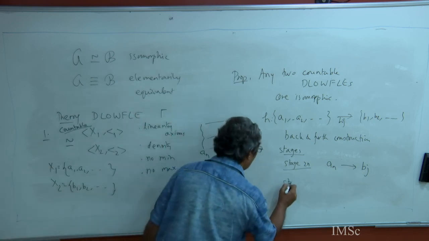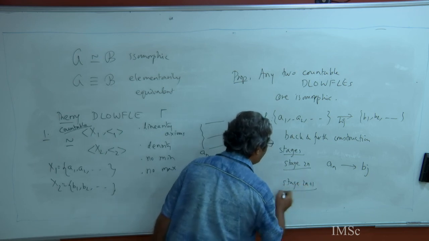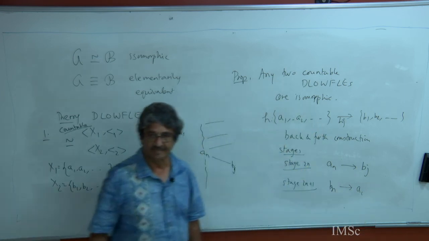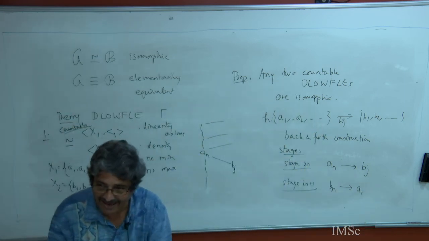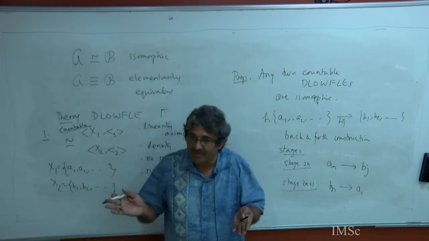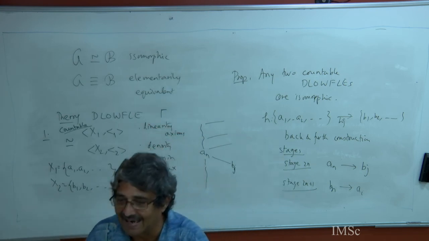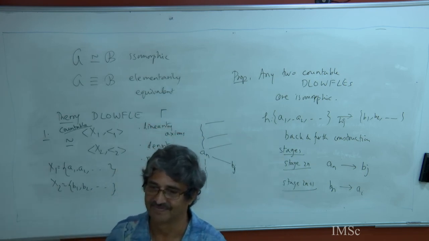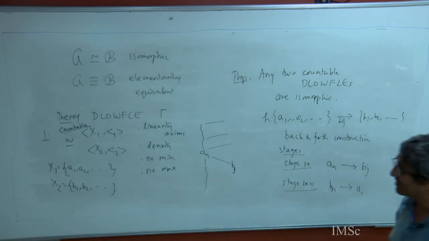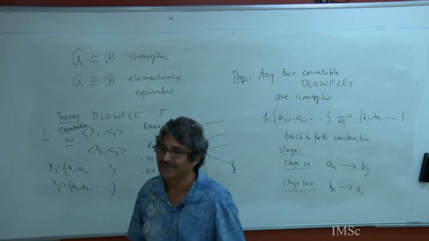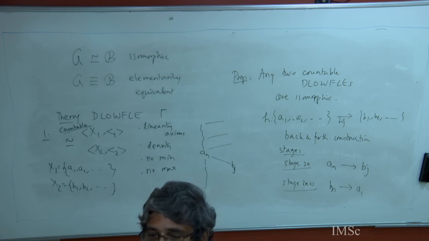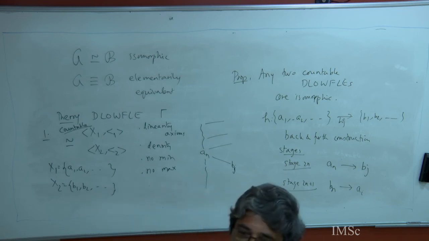At stage 2n plus 1, you take bn and map it to some ai, right? In such a way that whatever you have got so far is isomorphic, and at each step you extend the isomorphism. You have a partial isomorphism at this stage so far. We are now having only order, right? There is nothing else to interpret. There is no constant symbol, functions, nothing. What we are saying is that the bijection that we are building is order preserving. That's all we are saying, right?